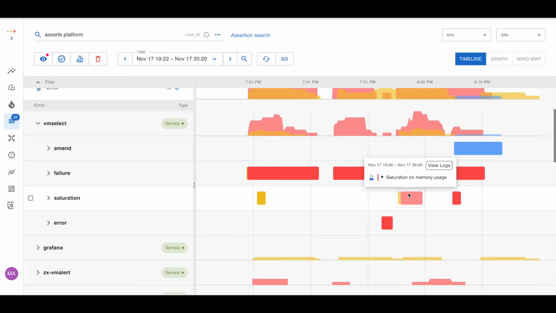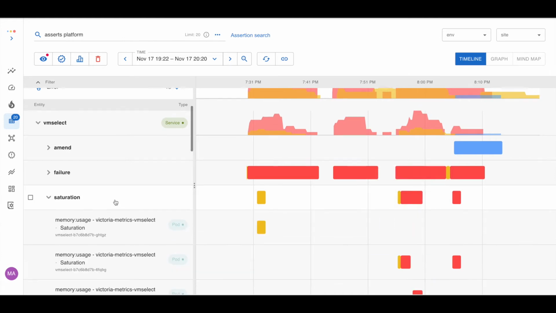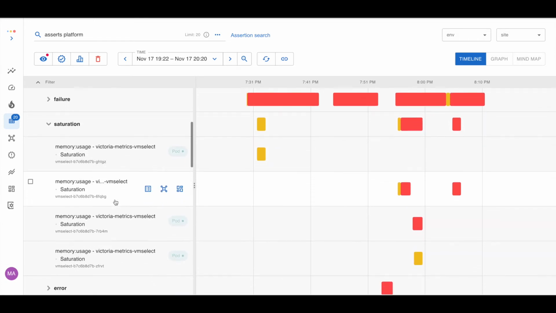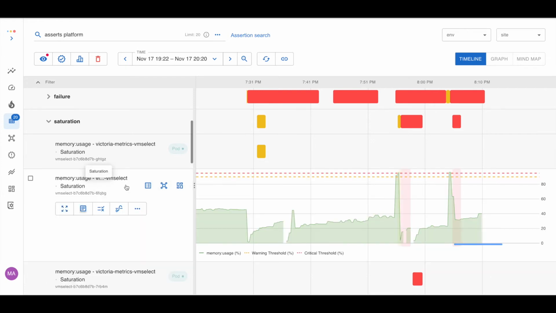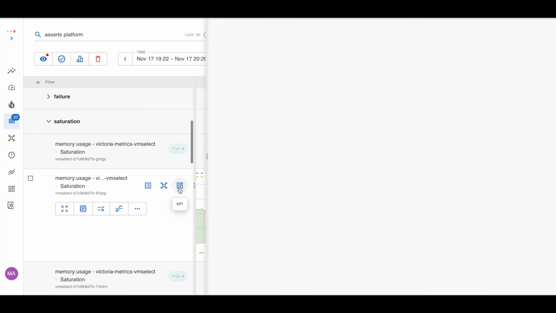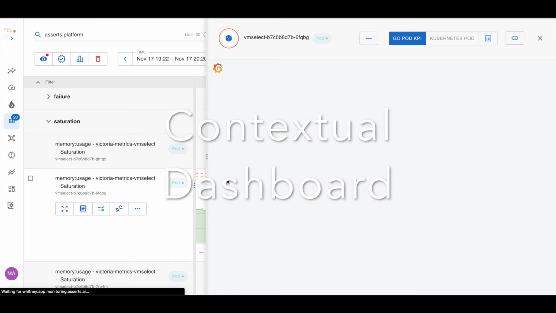Saturation assertions are continuously checking your infrastructure metrics to make sure your app has the resources it needs to stay healthy. When a resource is running low, Asserts records a resource saturation assertion to point at the problem. By expanding the saturation chart, we saw the memory usage was over 95% for the pod right before it crashed. We launched the contextual and automatically generated dashboard for the pod.